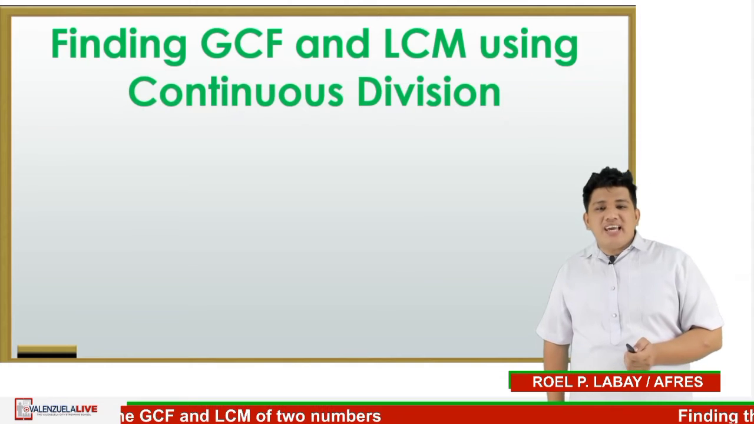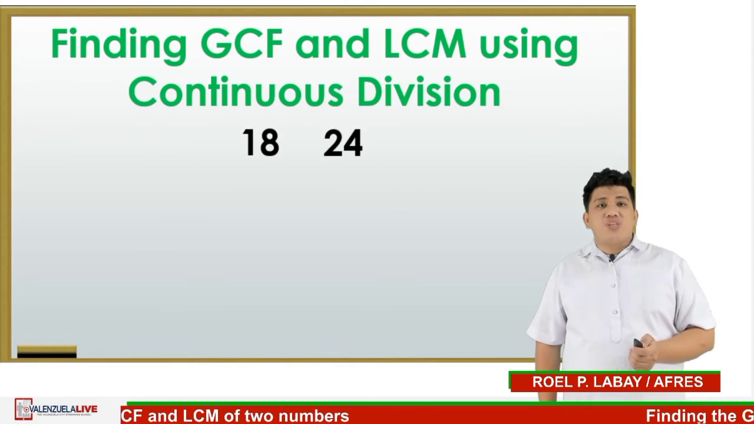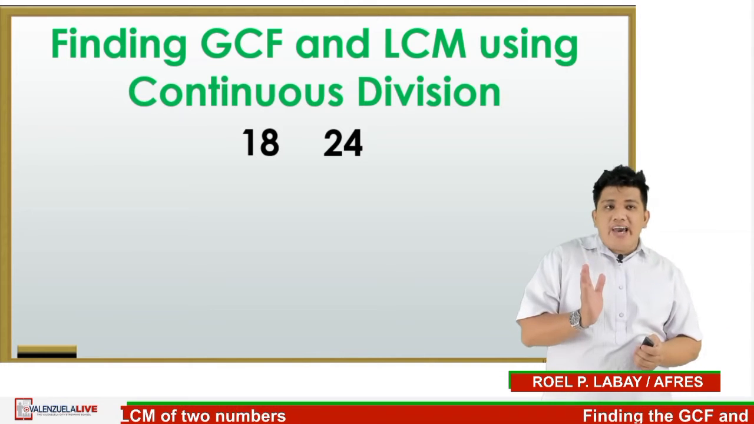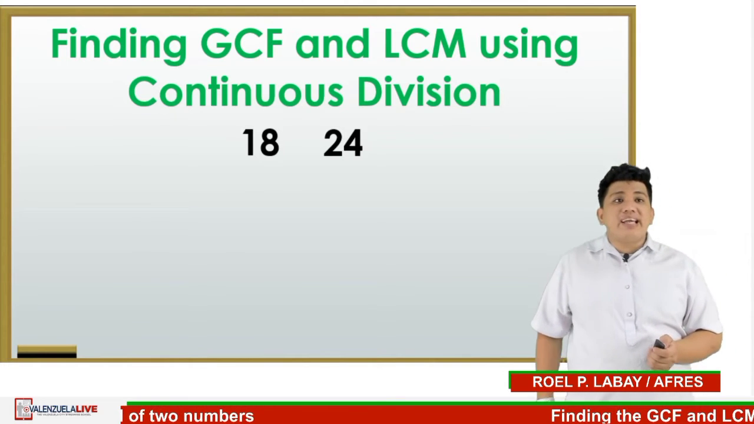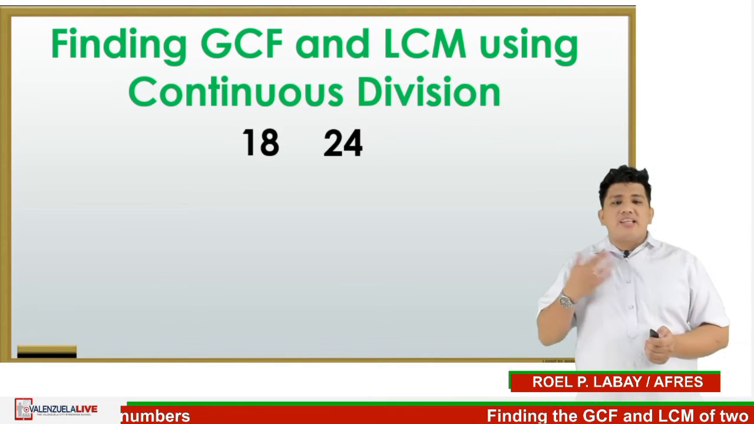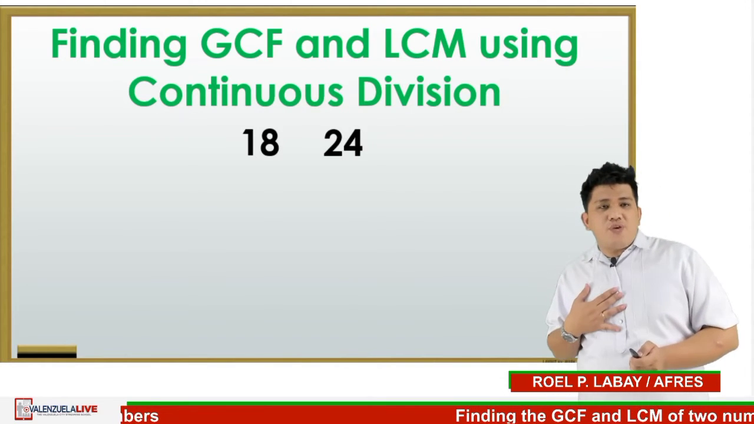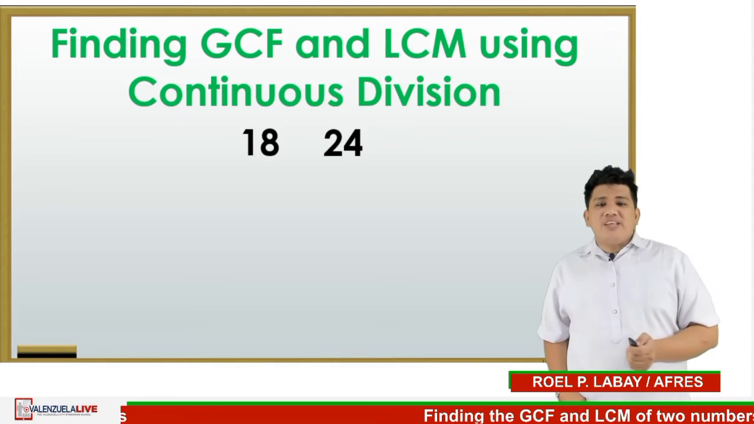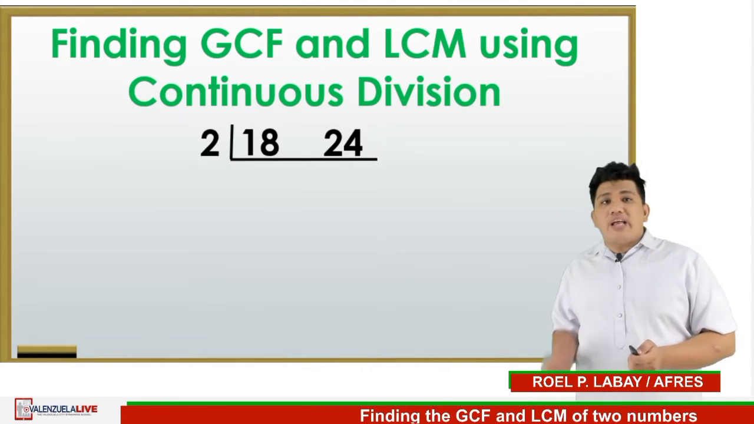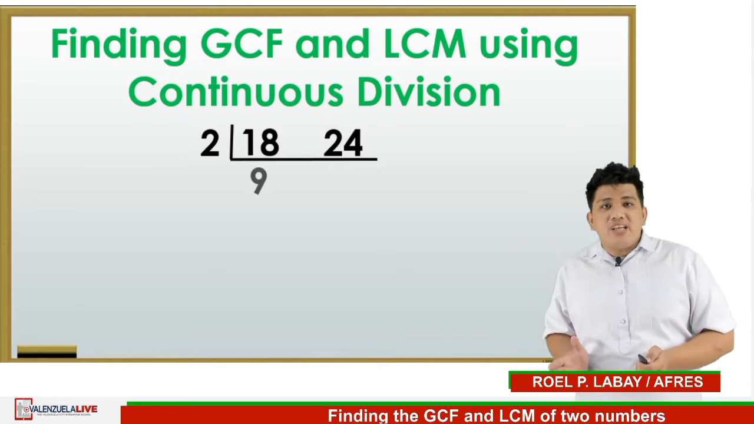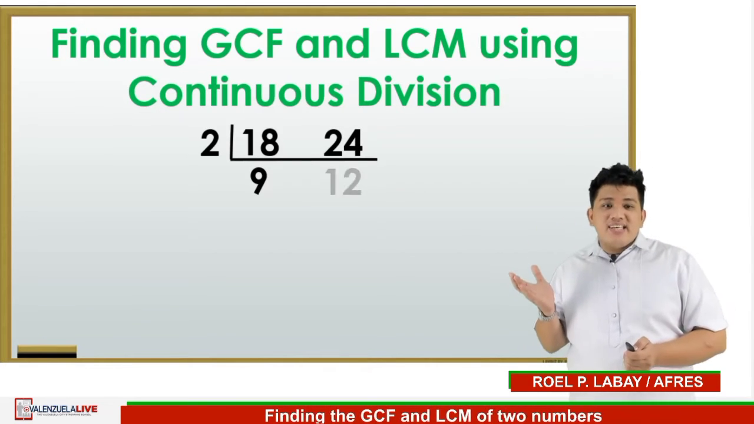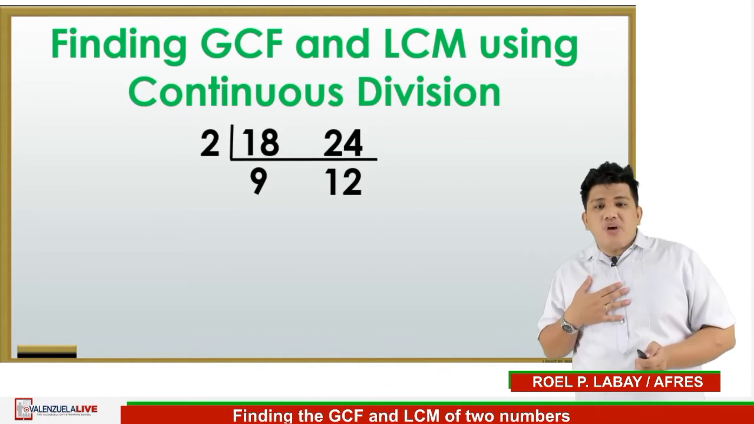Now, let's have another example. Let's find the GCF and LCM of 18 and 24 by using continuous division. Let's divide 18 and 24 by its prime factor. We will think of a prime number that we can divide to 18 and 24. Very good. We can divide it by 2. And we will put this continuous division symbol. 18 divided by 2 is 9, and we will place it below 18. 24 divided by 2 is 12, and we will put 12 below 24.